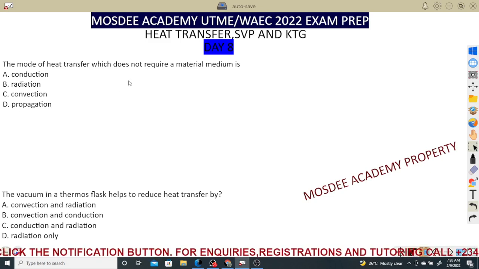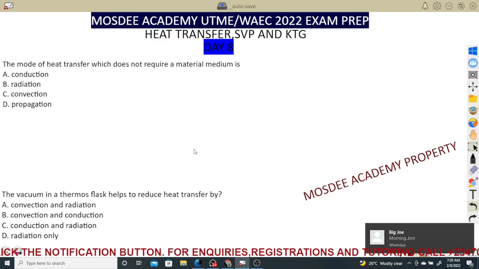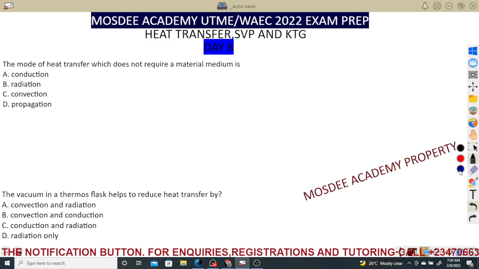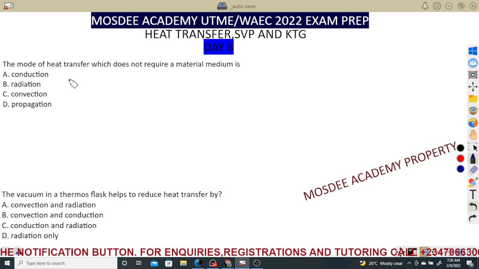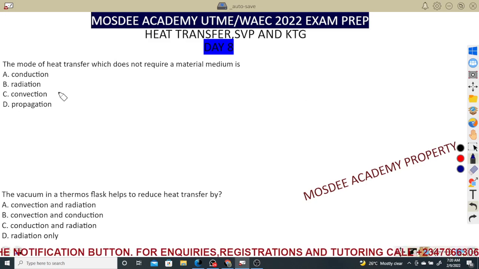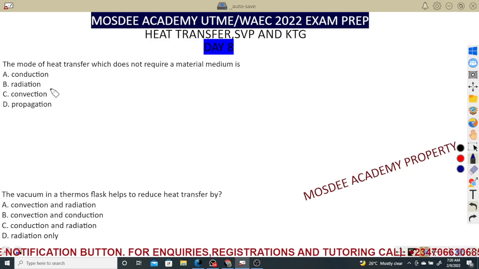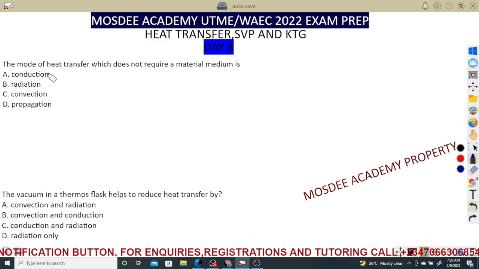We start with the first question. The mode of heat transfer which does not require a material medium is dash. Now, from the modes of heat transfer, there is a particular mode we call radiation, which is electromagnetic in nature and does not require a material medium because it is electromagnetic. So the correct answer to that is radiation, as conduction and convection are not electromagnetic.